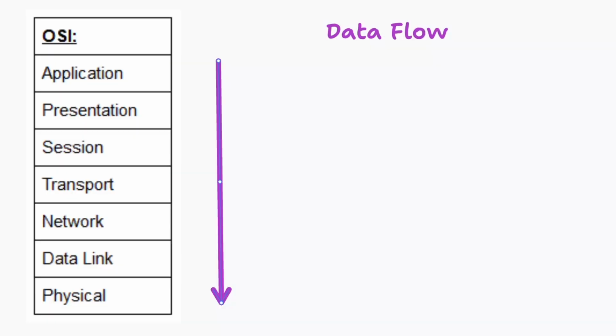When we transfer information from one device to another, it travels through the 7 layers of the OSI model which we discussed. Let's now understand how the data flows through the OSI model in a step-by-step process. First, in the application layer, where we create the data.